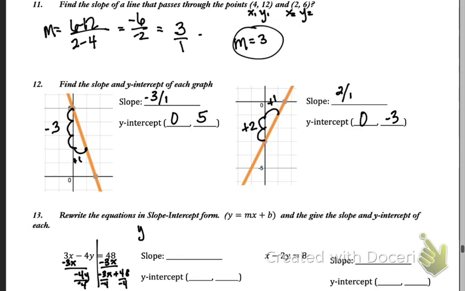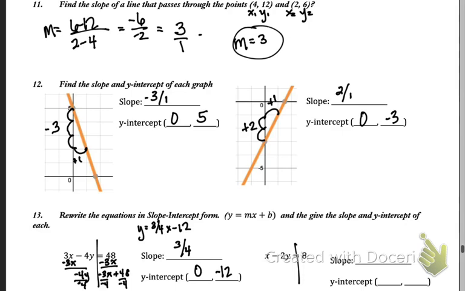Number 13, rewrite the equation in slope-intercept form. So I had to subtract 3x from both sides. That gives me negative 4y equals negative 3x plus 48. So I'm going to divide each side by negative 4. That's going to give me the equation y equals 3/4 x minus 12, which identifies my slope as 3/4 and my y-intercept as (0, -12).